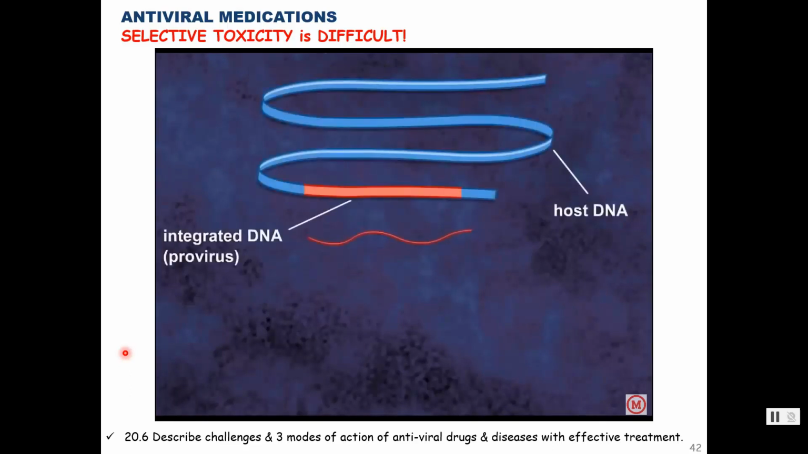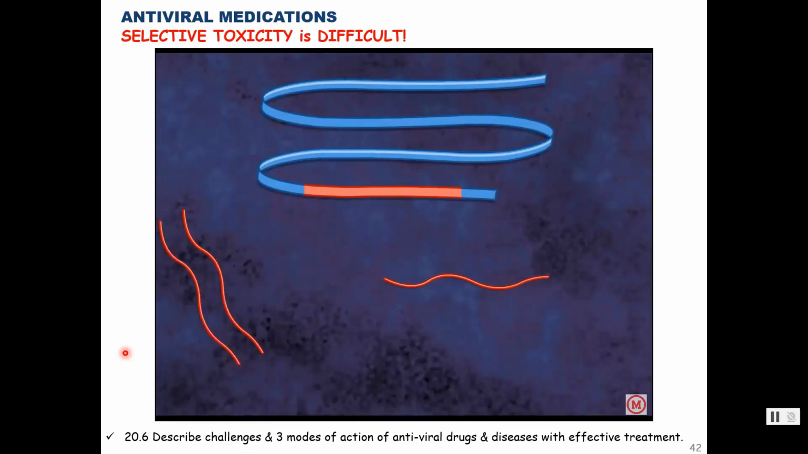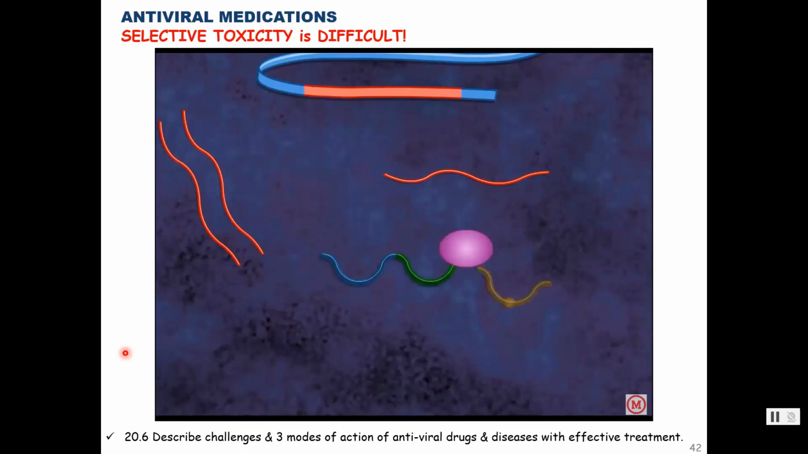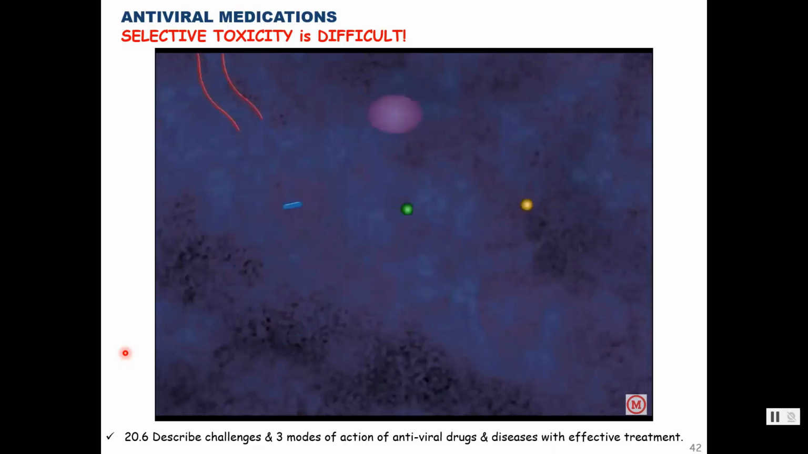The HIV genome is transcribed into messenger RNA and then translated into a large polypeptide. A site-specific protease cleaves the polypeptide into functional proteins.